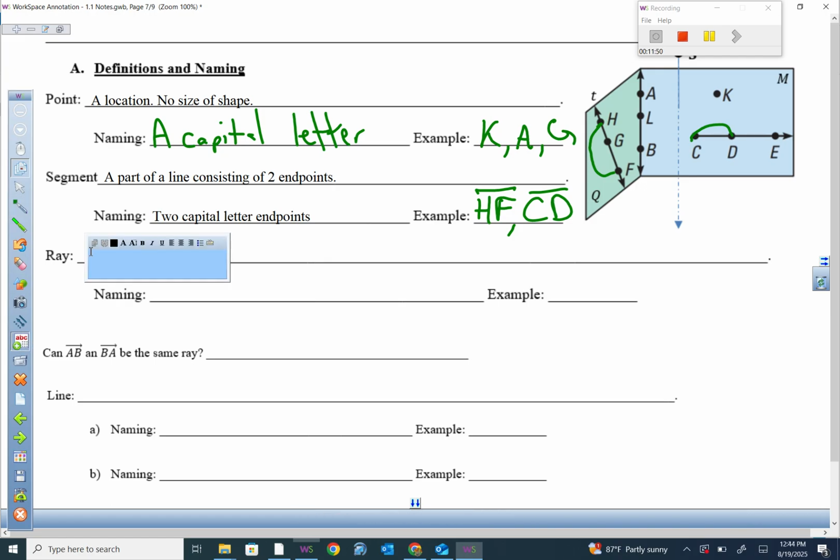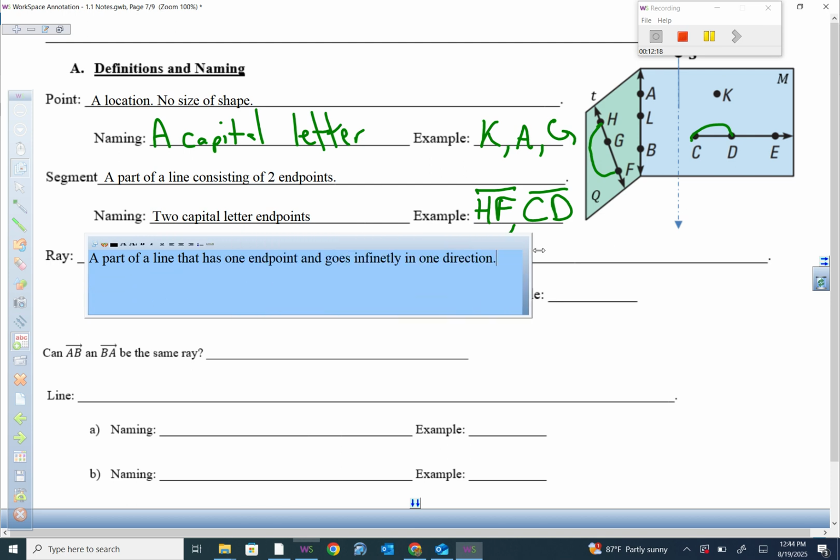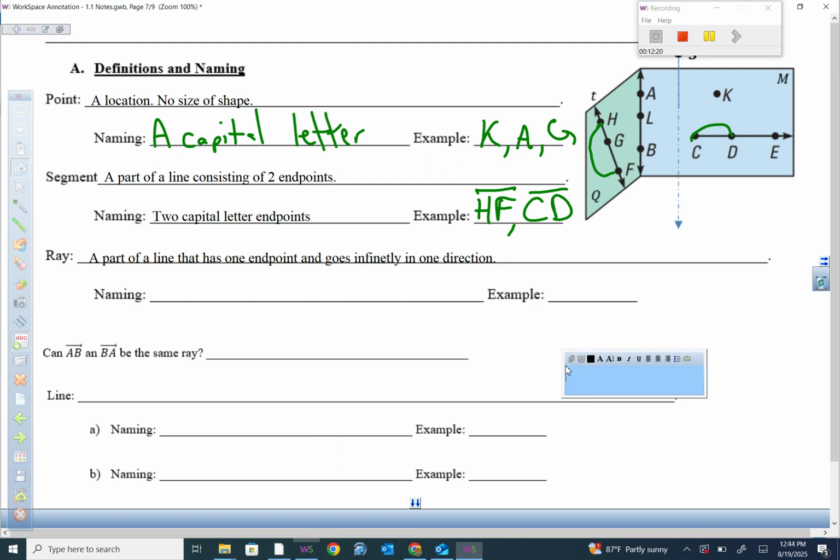All right, let's go to ray. So ray is a little different. A ray is a part of a line that has one endpoint and goes infinitely in one direction. Oops, one direction, sorry. I'll give you a second to write that down. So unlike a segment, it's not endpoint to endpoint. It doesn't just stop to stop. It actually goes from an endpoint on forever.